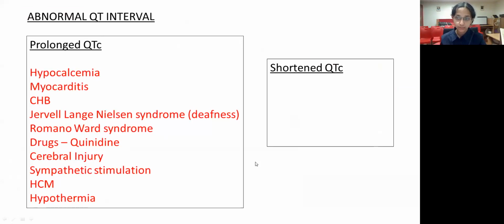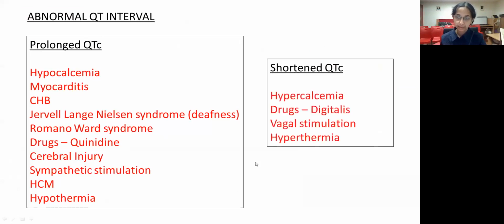Whereas short QTC happens when? In hypercalcemia with digitalis. So this is one very important effect of digitalis. We will see some time later in the class that digitalis can cause shortened QTC. There are very few causes for short QTC. So these are the situations where QTC can be abnormal.